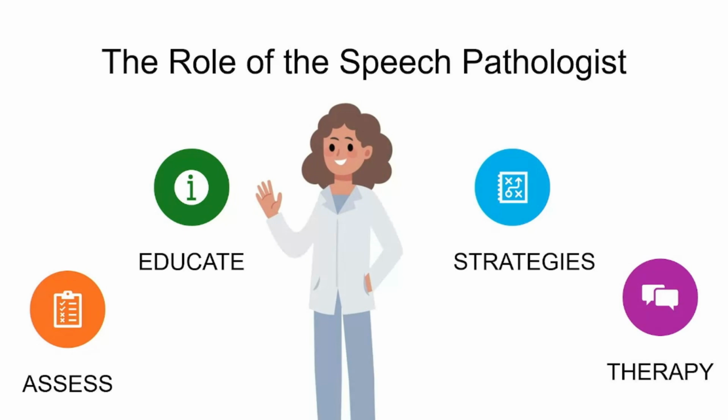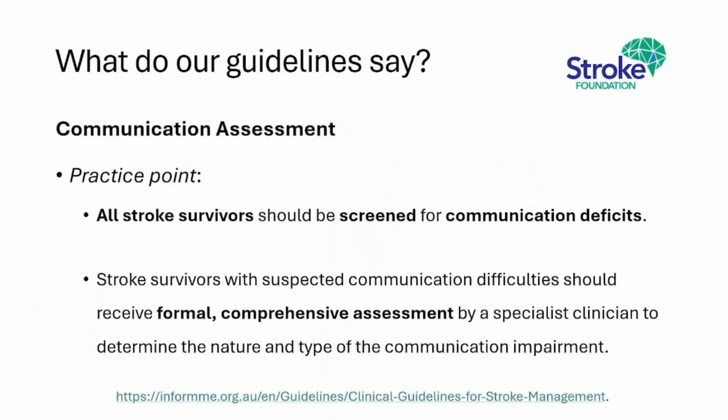So I thought in terms of therapy, we might have a look at what the Stroke Foundation guidelines say that speech pathologists can and should be doing. So first and foremost, our stroke guidelines tell us that all stroke survivors should be screened for communication changes. And that if we identify that they're having difficulties, then they should have more comprehensive assessment by a specialist clinician, so by a speech pathologist. So that's the assessment side of things.